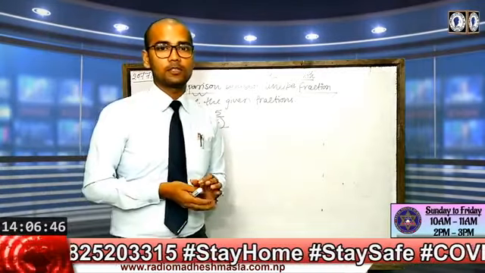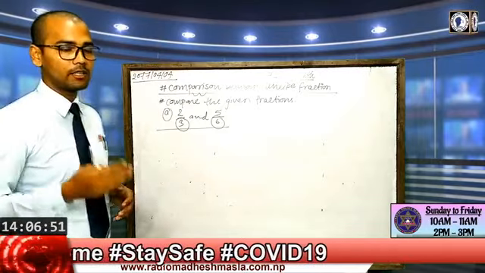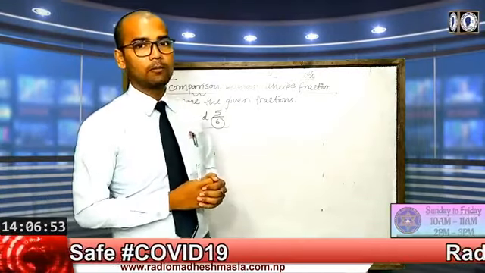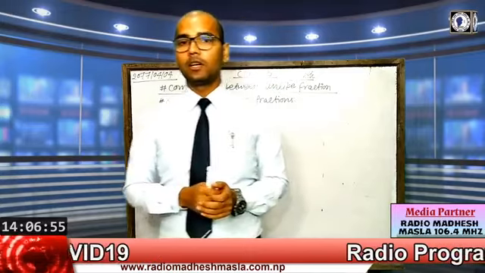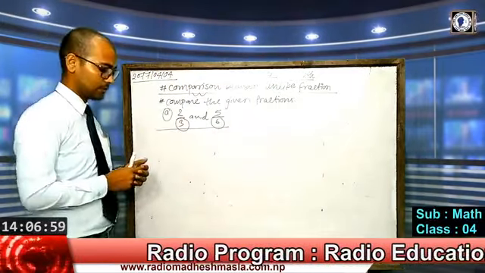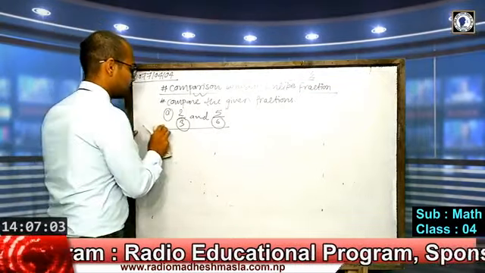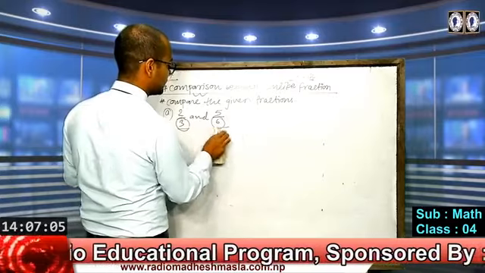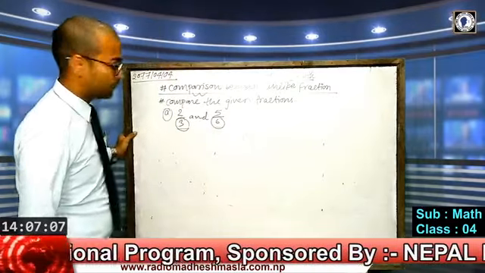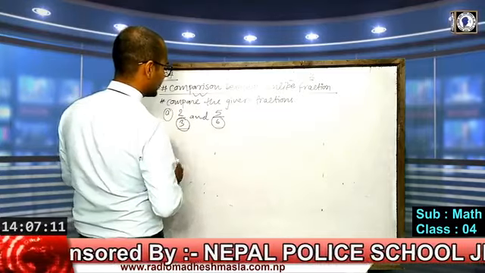So first of all we have to convert these fractions into like fractions, and I think you remember the method to convert unlike fractions into like fractions. So we should first apply that method, and to convert them into like fractions we should take the LCM first.